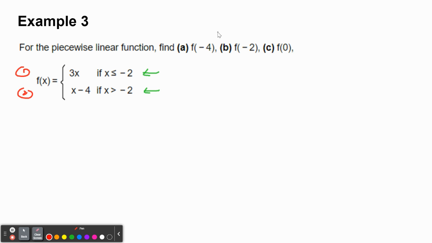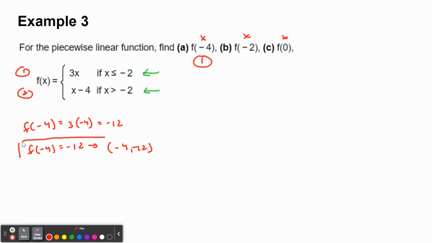So x is -4 here, right? So these are all x values. So -4 is less than -2. So we're going to plug this -4 into the first one. So I'm going to do f of -4 equals, and I'm going to plug into this first equation, 3 times -4. And 3 times -4 is -12. So f of -4 equals -12, which means that the point on the piecewise function will be -4, -12.